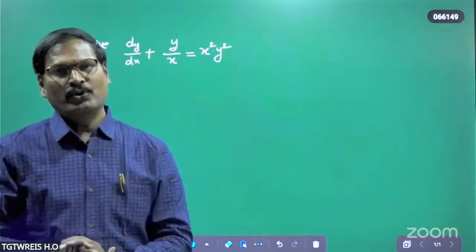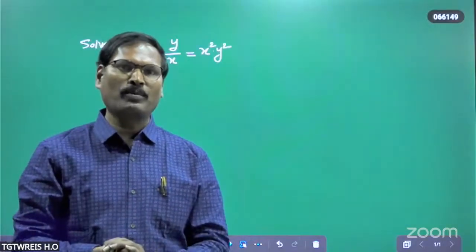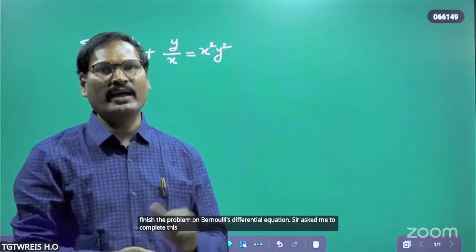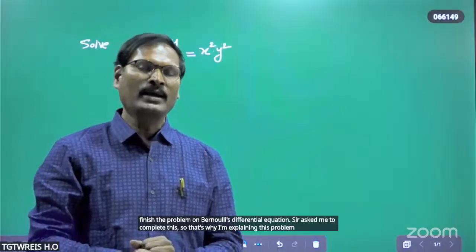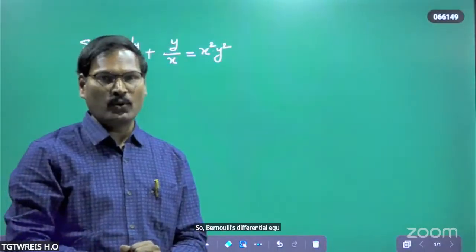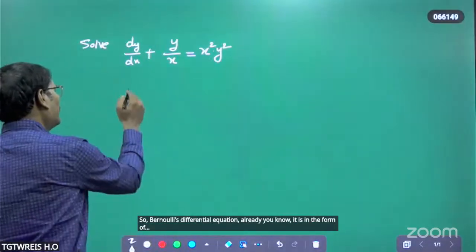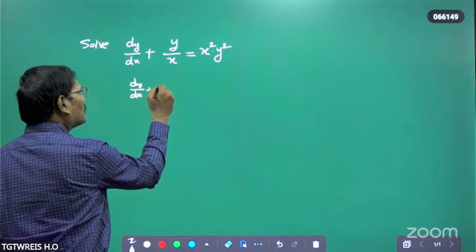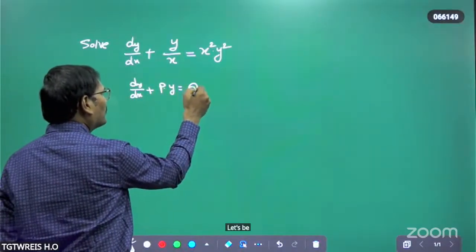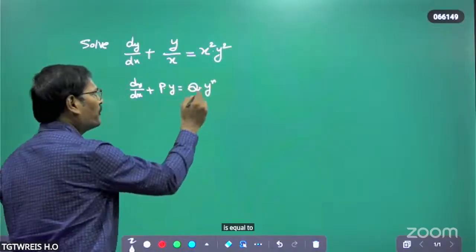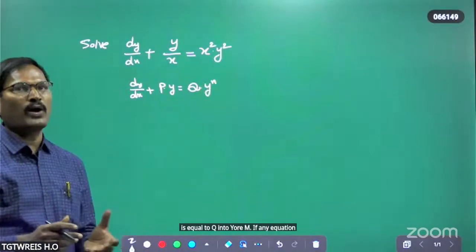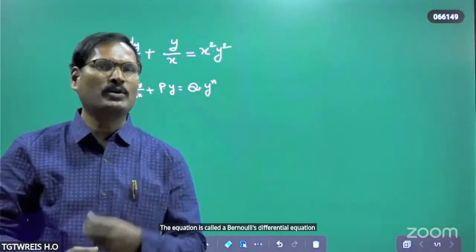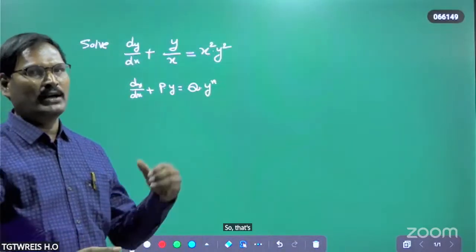Due to the time, sir was unable to finish the problem on Bernoulli's differential equation. Sir asked me to complete this, so that's why I am explaining this problem. Bernoulli's differential equation, as you already know, is in the form dy by dx plus p into y is equal to q into y power n. If any equation is in this form, it is called Bernoulli's differential equation. Already you know the procedure, no? So I am directly doing the problem.